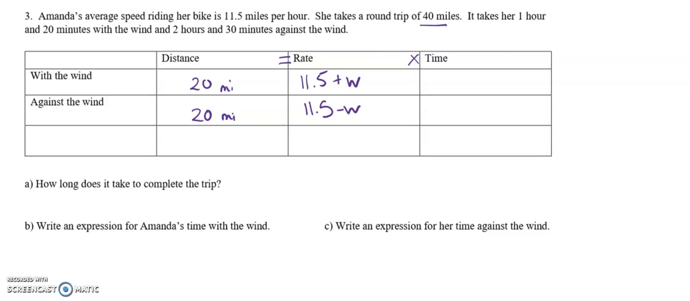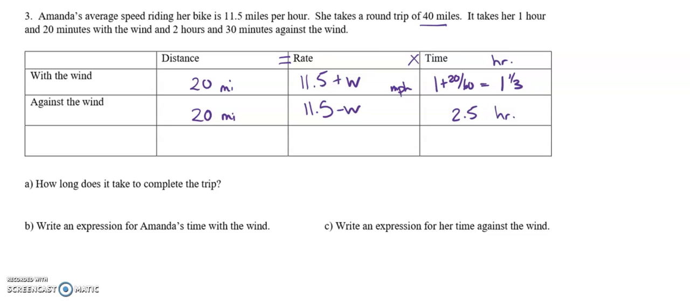Time. With the wind, it takes her an hour and 20 minutes. You would expect it to be slower or faster, and it is. The time would be shorter. Hour and 20 minutes. Now be careful because our distance is in miles. Our rate is in miles per hour, so I need my time in terms of hours. So 1 hour and 20 minutes would be 1 hour plus 20 over 60. So that gives us 1 1/3 hours. Against the wind, it takes her 2 hours and 30 minutes. So that's going to be 2.5 hours going against the wind.